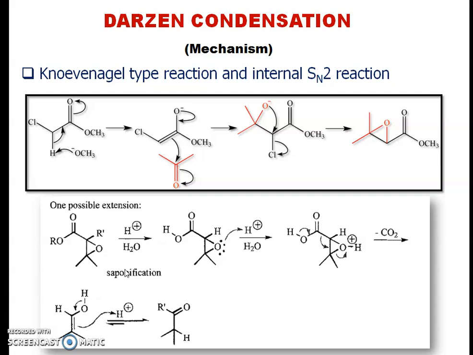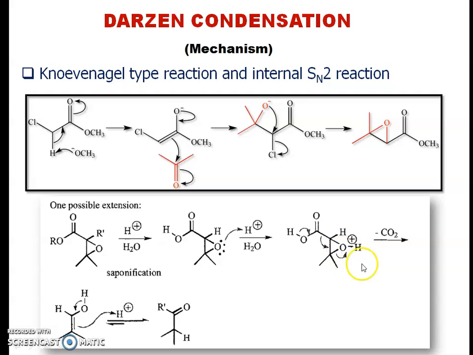One possible extension of Darzens condensation is that, in the presence of acid, the ester of this epoxide can be hydrolyzed, and this epoxide can be protonated. Then it can undergo decarboxylation and a rearrangement like this. How can it undergo decarboxylation? This hydrogen gets deprotonated, then it forms a double bond here, and this carbon dioxide gets eliminated.